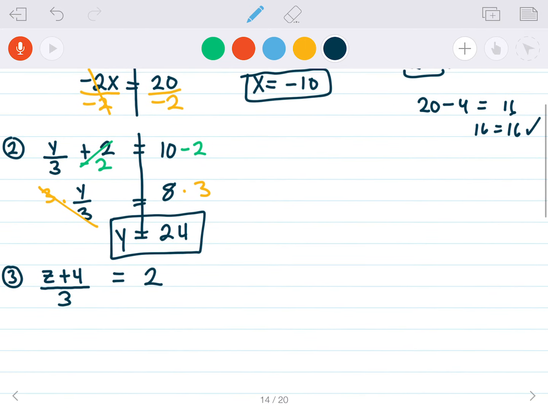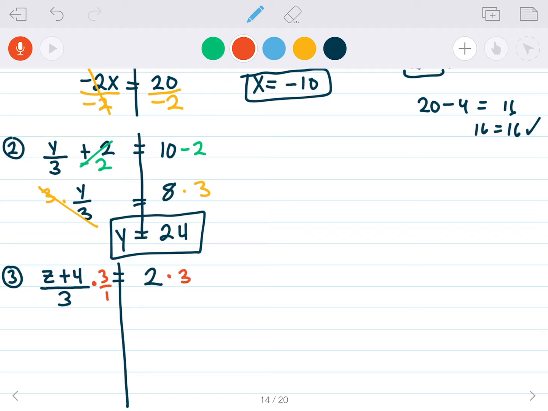Number 3, we have z plus 4 all divided by 3 equals 2. Line through the equal sign. I'm looking to the left because that's where my variable z is. And I have two operations. I have addition by 4 and I have division by 3. Which operation is quote unquote farther away from z? Well, the division by 3 this time is further away, right? Because the plus 4 is right there next to the z. So what I need to do is first get rid of the division by 3 by multiplying both sides by 3.